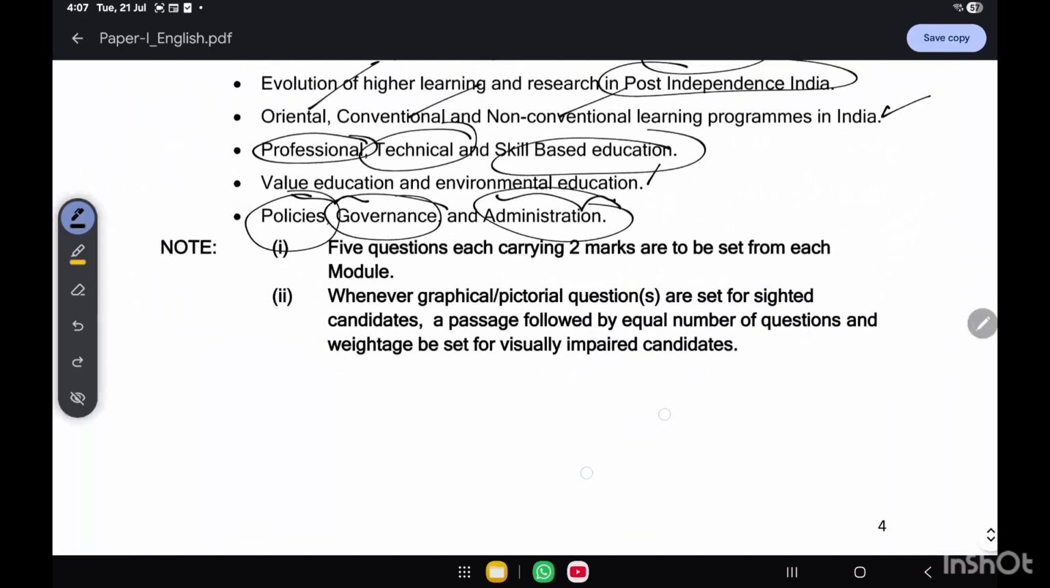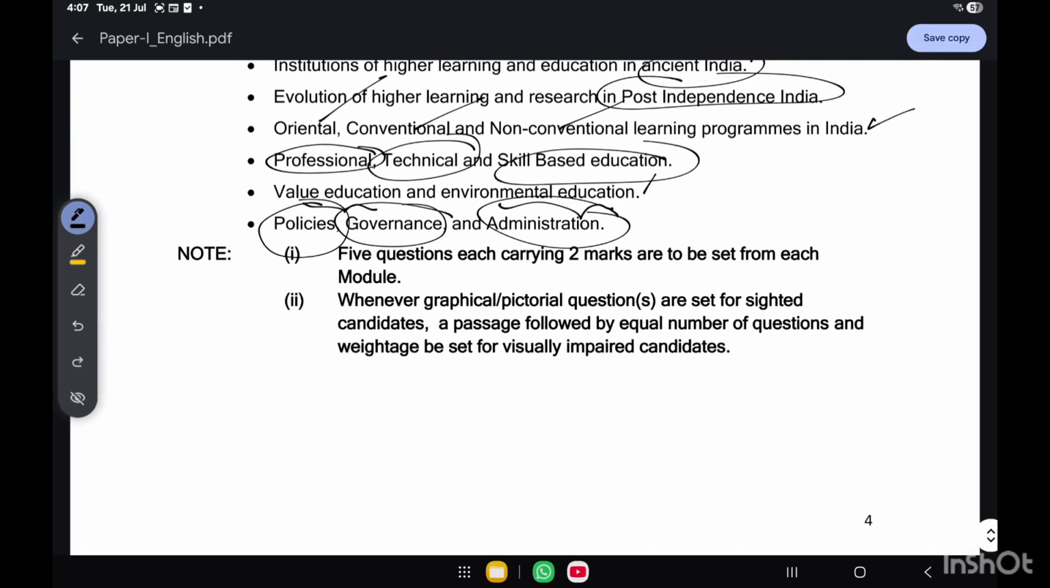So this is basically the syllabus for paper 1. Okay, so yeah, graphical or pictorial questions will be there here. Okay, you can expect those. So this is all about paper 1.